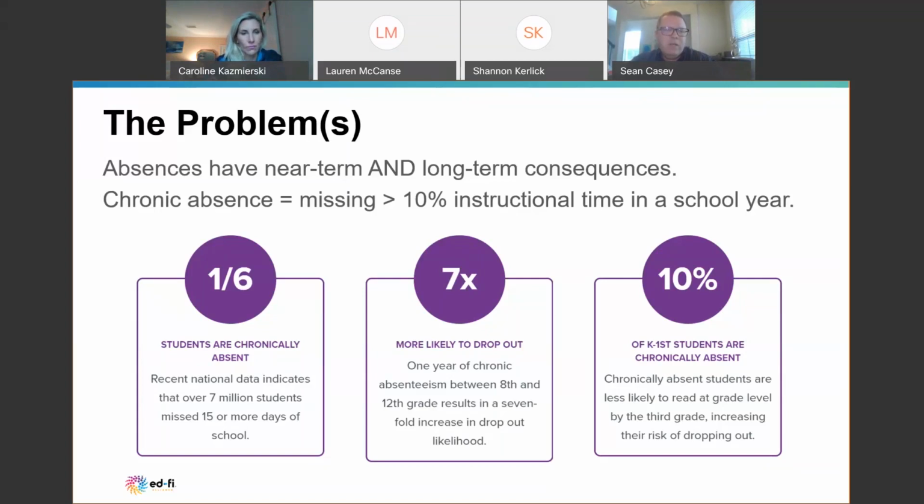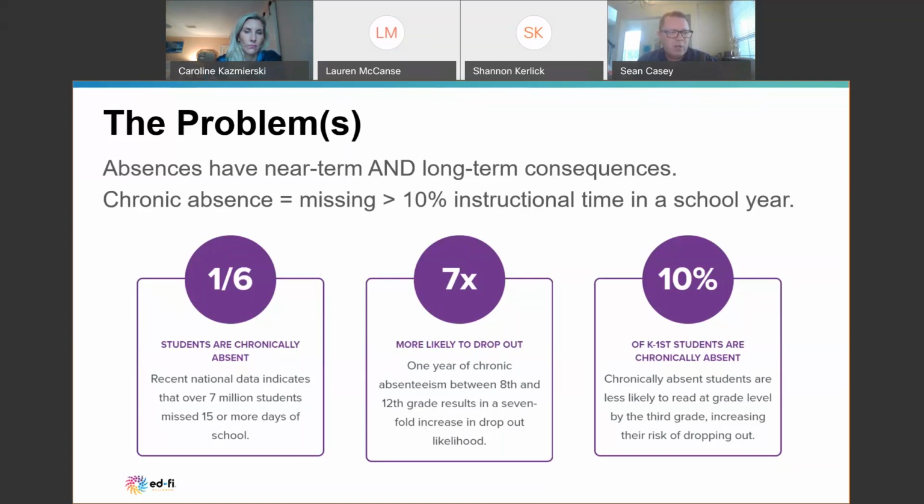But importantly, these effects snowball and they turn into really serious long-term consequences. And when we talk about chronic absences or chronic absenteeism, what we mean is getting to that threshold and past it where a student is missing more than 10% of the instructional time in a school year.